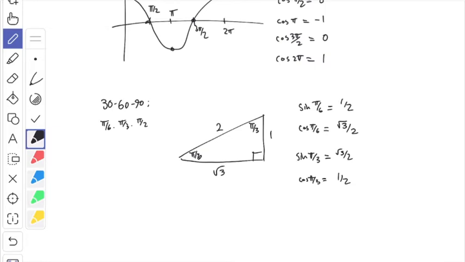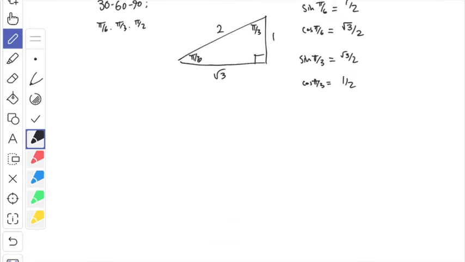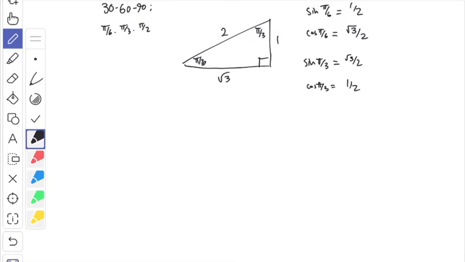Like I said, some people learn to just sort of memorize these values, and that's fine if you can do that. I don't really like memorizing things. Okay, and then finally, the other special angle arises from the 45-90, which of course is pi over 4 and pi over 2. So that is the right-angled isosceles triangle.